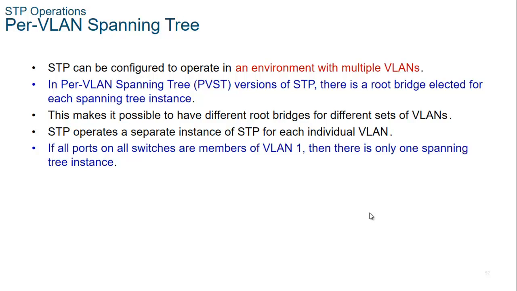STP operates a separate instance of STP for each individual VLAN. If all the ports on all the switches are members of VLAN 1, then there is only one spanning tree instance.